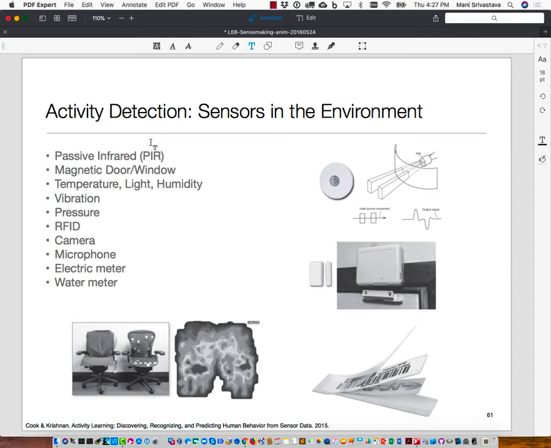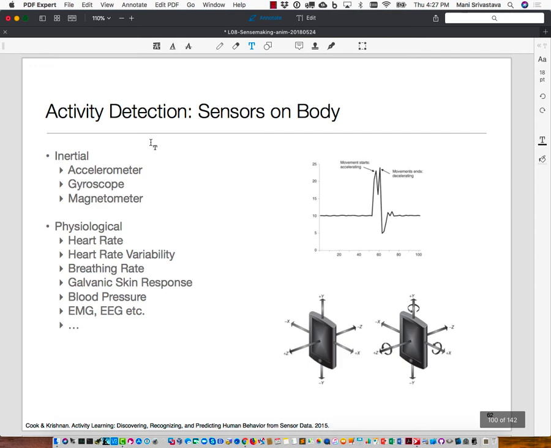Microphone is another privacy-sensitive sensor. Electric meter and water meter, these are pretty cool too because by looking at the power consumption traces, you can learn a lot about what is happening activity-wise, because different appliances have unique signatures in them. Sensors on body is the other alternate, complementary part: the usual inertial sensors and a whole bunch of physiological sensors that are used.